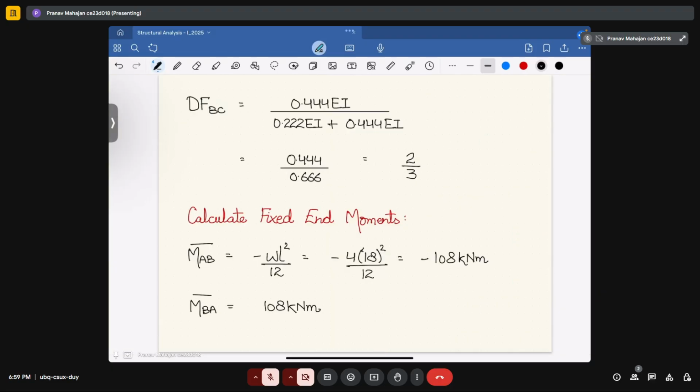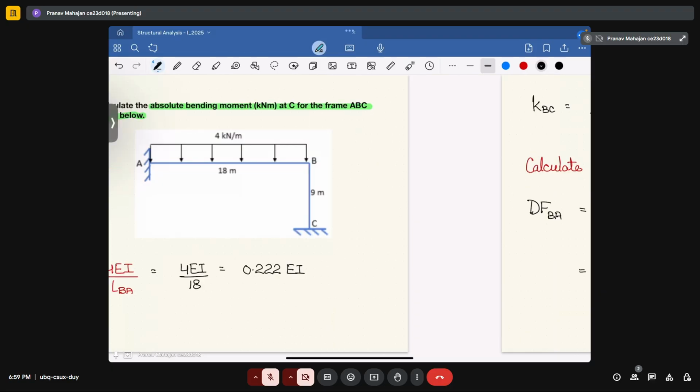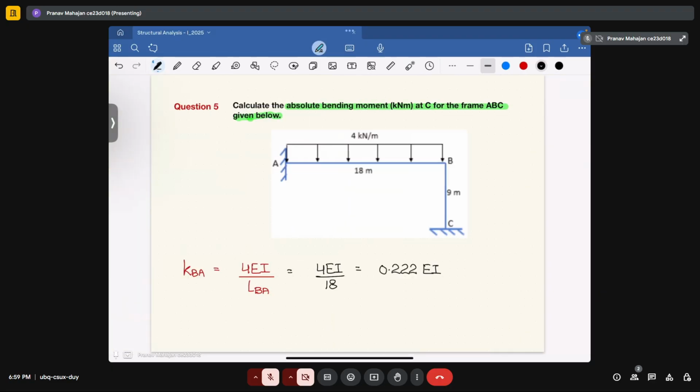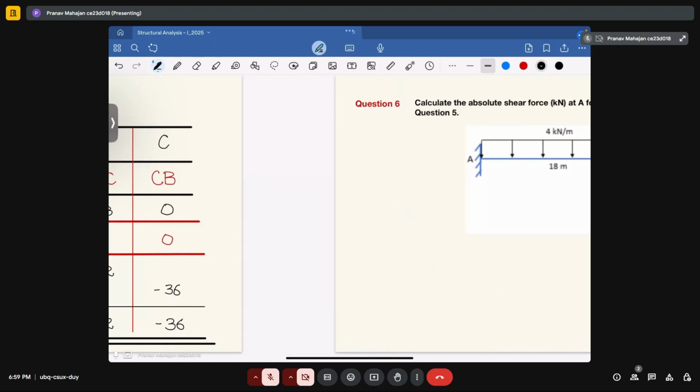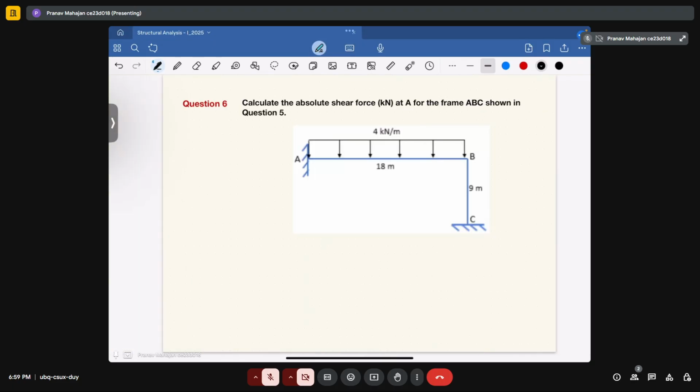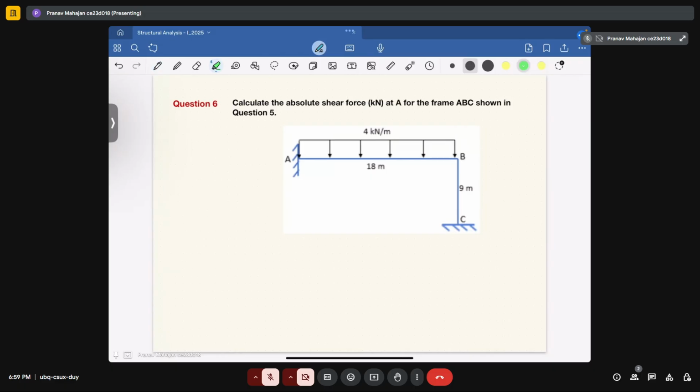So now what is asked in the calculation is the absolute bending moment at C. So the absolute bending moment at C will come out to be equal to minus 36 kilonewton meter. Now the same question is asking you to calculate the absolute shear force at A. For the calculation of absolute shear force, what you will do is draw the free body diagram for this case.